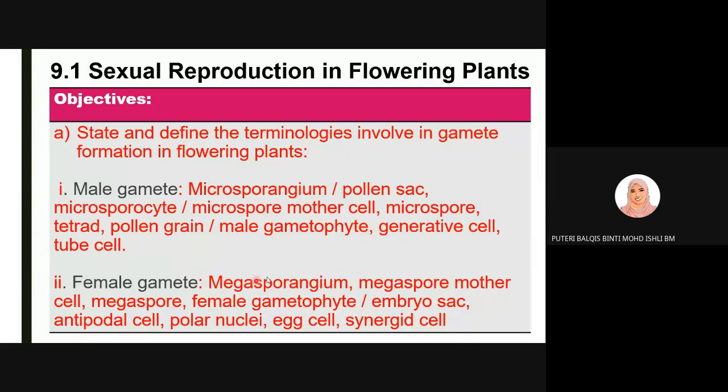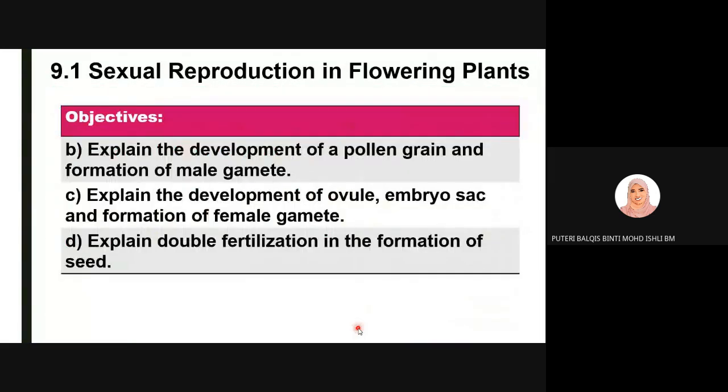Right, and the female gamete: megasporangium, megaspore mother cell, megaspore, female gametophyte, embryo sac, antipodal cell, polar nuclei, egg cell, and synergid cell. Alright, so this is to be continued. I will also discuss this in lecture: explain the development of pollen grain and formation of male gamete, explain the development of ovule, embryo sac, and formation of female gamete, explain double fertilization in the formation of seed.